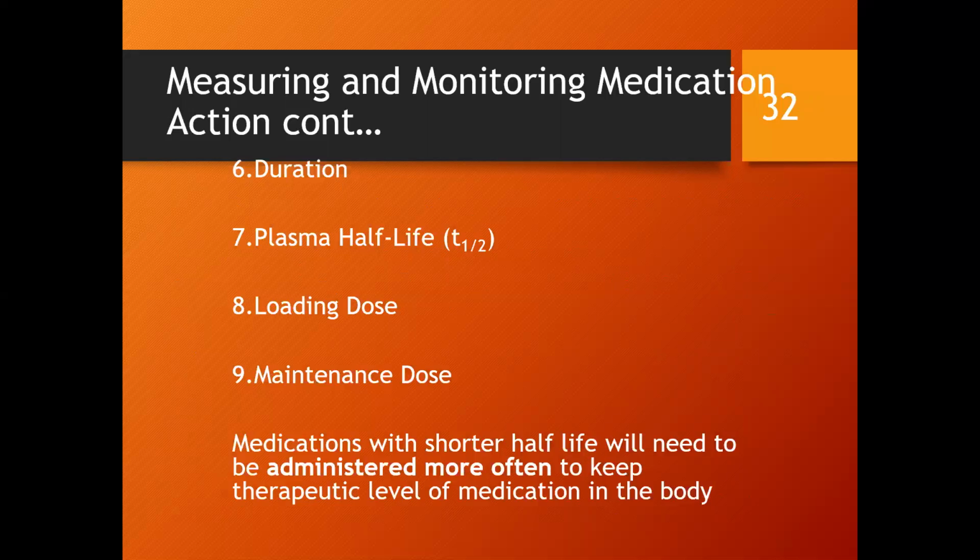So medications with a short half-life will need to be administered more often to keep a therapeutic level of medication in the body. Like if the medication half-life is 1 hour, it only takes an hour to have that medication be at 50% in your body, versus a medication whose half-life is 8 hours. They'll be at 50% in 8 hours. So again, medications with short half-life will need to be administered more often to keep therapeutic level of medications in the body.